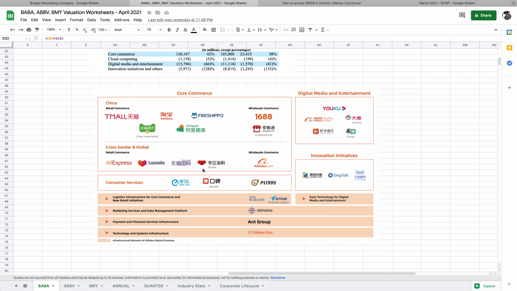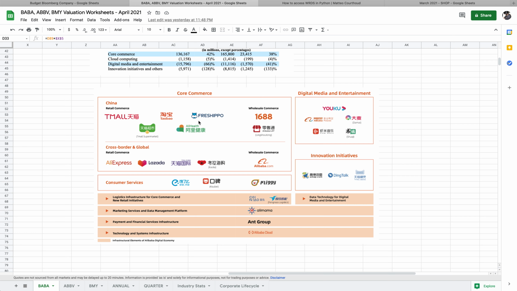AliExpress is a similar surface for international consumers, probably not quite as big. If you were international and wanted to buy off the Alibaba platform, you would use AliExpress. Lazada is basically the similar platform, but for Southeast Asia. And they've got some of these other ones as well. So for the most part, they are a huge e-commerce juggernaut. That's where they make the bulk of their money.